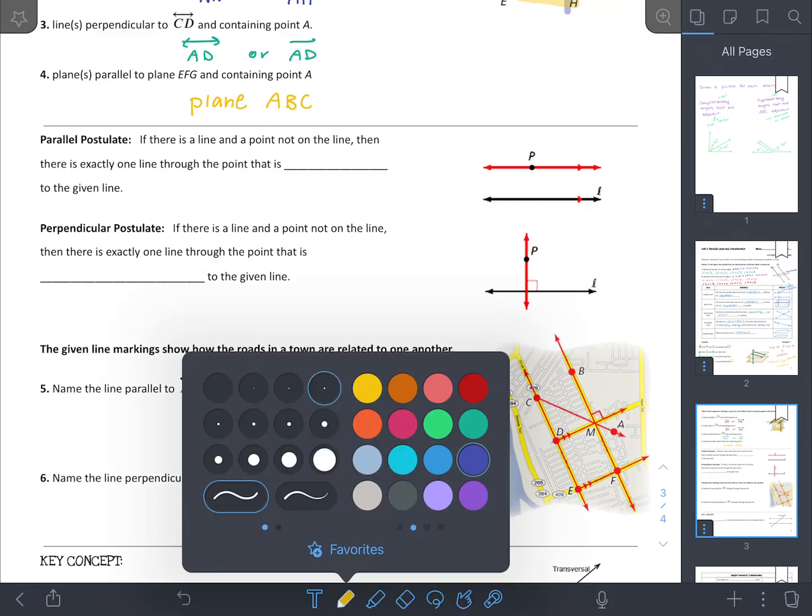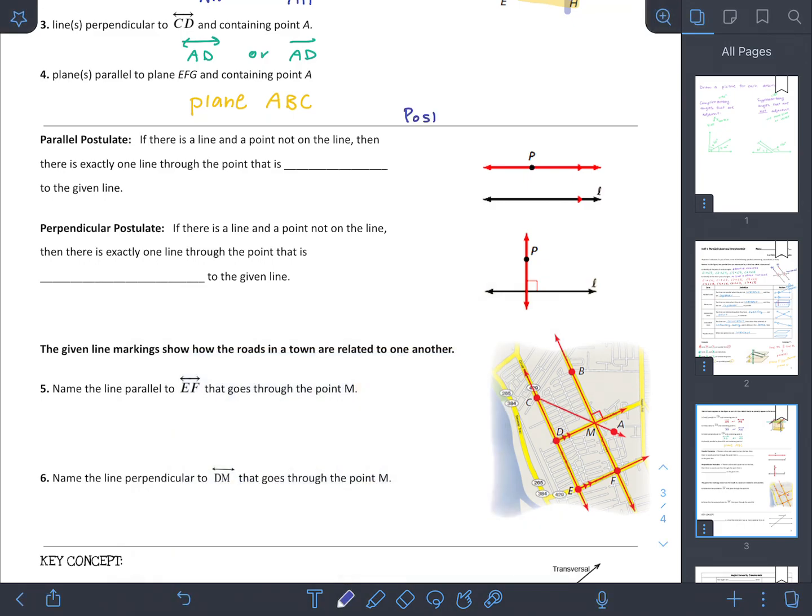Postulates are just mathematical truths. So if you are confused on what a postulate is, it's just something that is true in mathematics. Basically, people discover these postulates, and then the rest of us, as amateur mathematicians, use them. So a mathematician said, hey, this is definitely true, and then the rest of us just use that. So the parallel postulate says if there is a line and a point not on the line, then there is exactly one line through that point that is parallel to the given line.